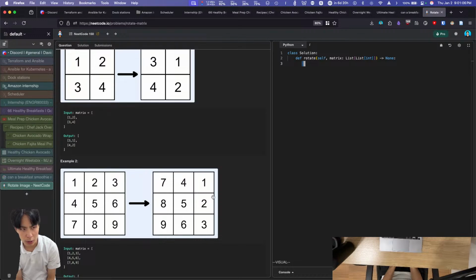I feel like there's some algorithm which makes it O of 1 space complexity and O of n time complexity. Well, actually, O of n squared time complexity. I can't necessarily think of a solution which would make that work.